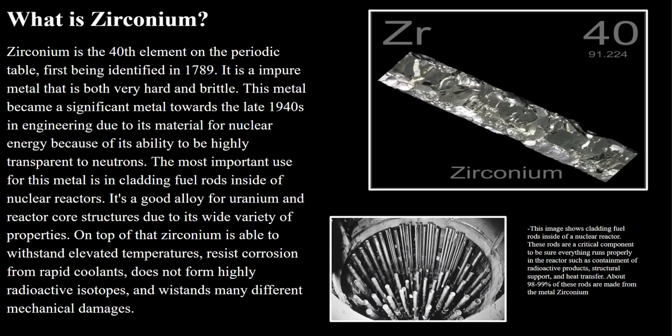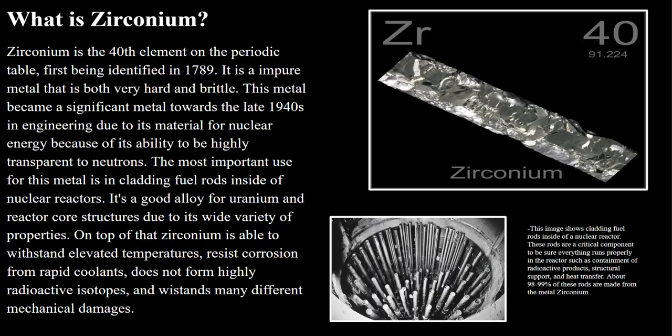It's a good alloy for uranium in reactor core structures due to its wide variety of properties. On top of that, zirconium is able to withstand elevated temperatures, resist corrosion from rapid coolants, does not form highly reactive isotopes, and withstands many different mechanical damages.